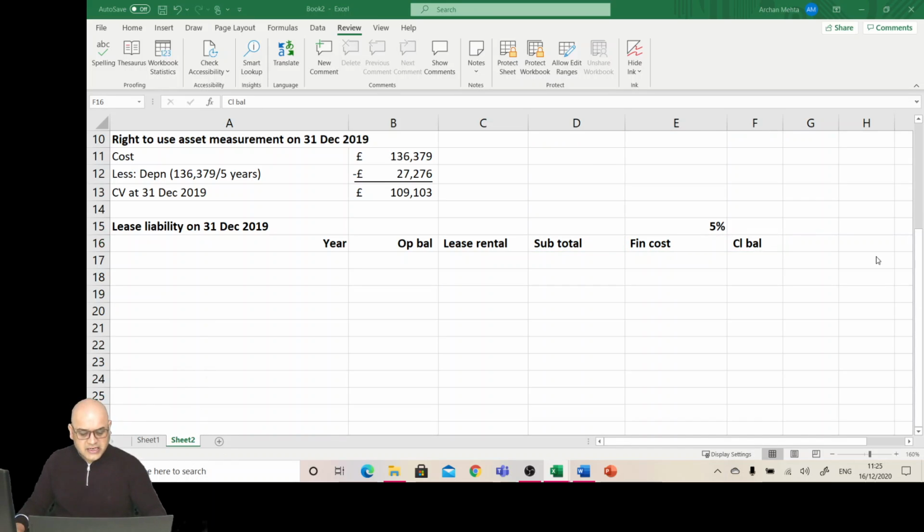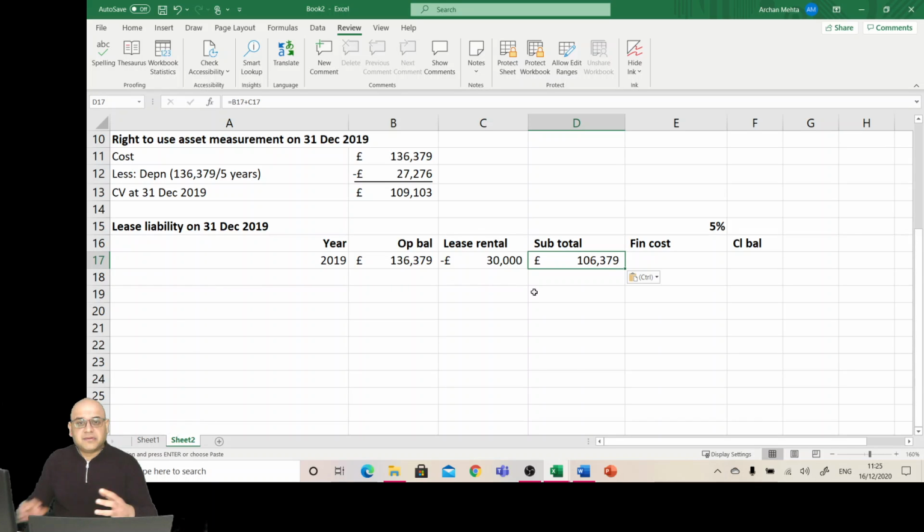So 2019, opening balance in 2019, as we know, 136,379. Then immediately after that is a lease rental, 30,000. We are paying it on the 1st January. So the subtotal, when you remove that, becomes smaller. In the previous example, the subtotal became bigger because we added interest to that.